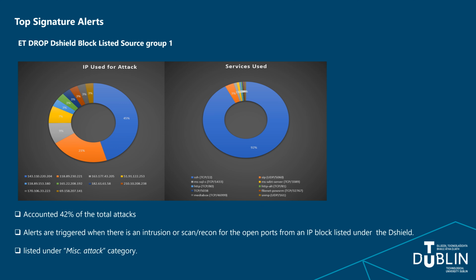Top signature alerts: ET DROP Dshield Block Listed Source group, which was explained in Snort. If an IP blocklisted under DShield makes an intrusion, then this signature is created, which accounted for around 42% of the total attacks. And the service used by the IP has been shown here, and it is listed under the misc category.